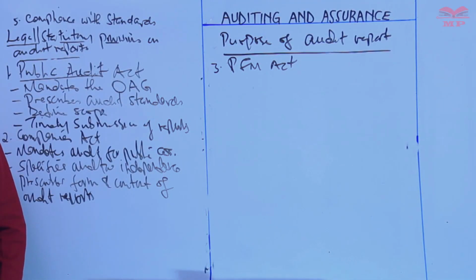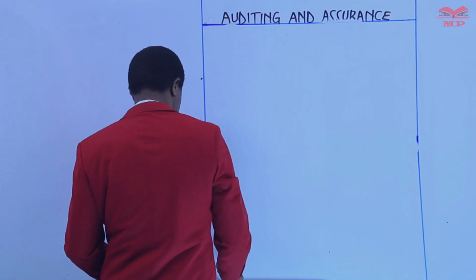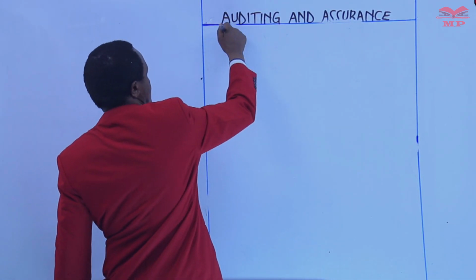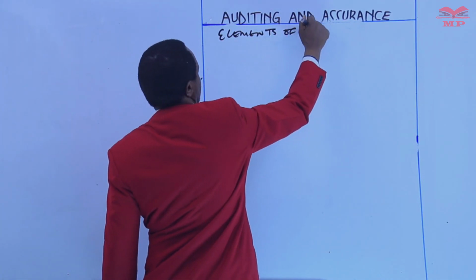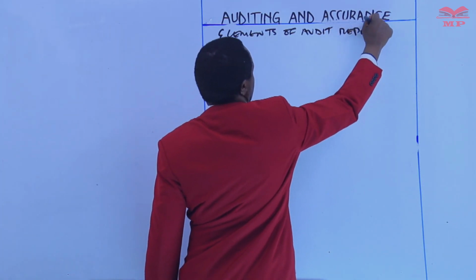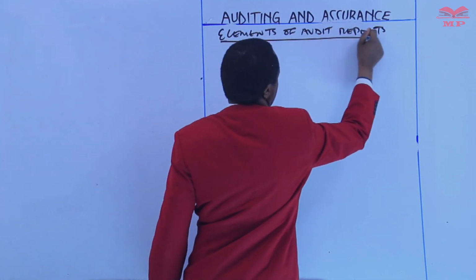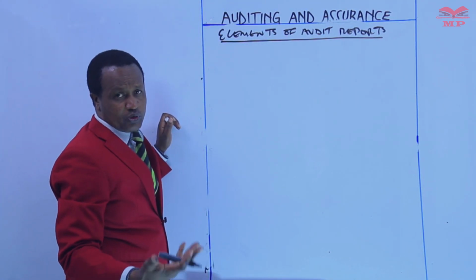Now let's move on to the basic elements or contents of audit reports. Basic elements of audit reports. That is to mean the content of the audit report.